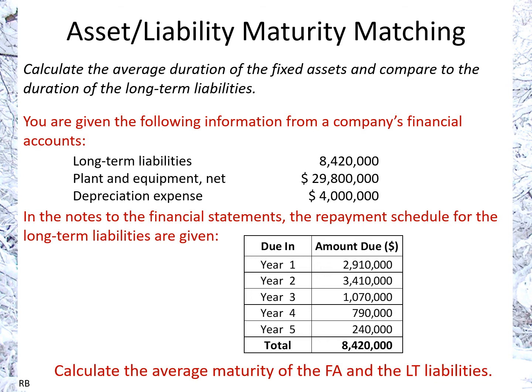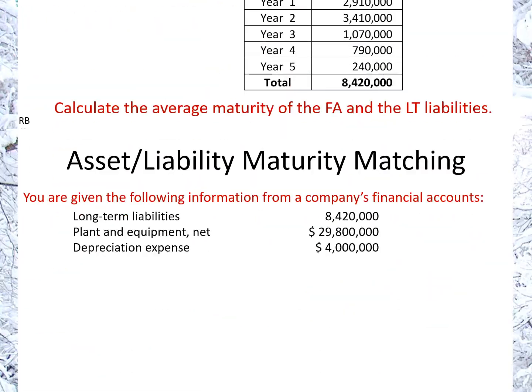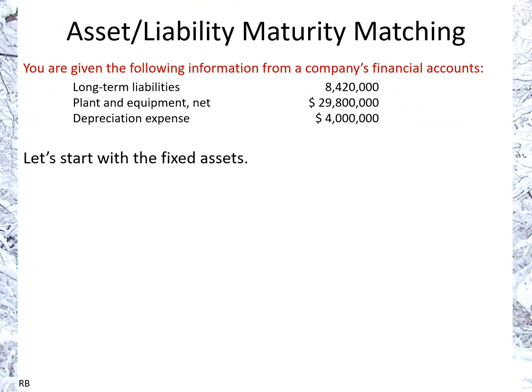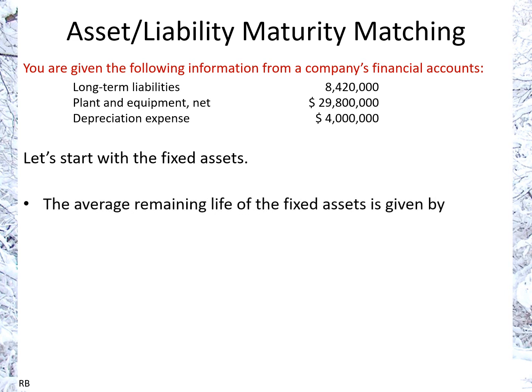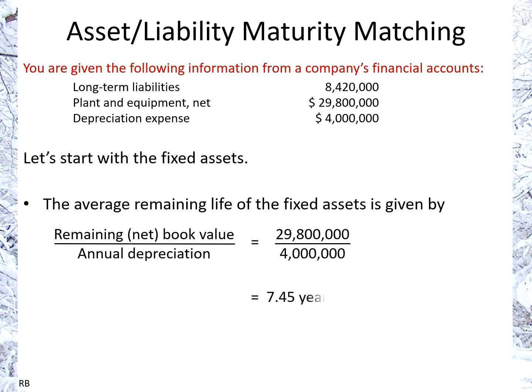So we're here to calculate the average maturity of the fixed assets and the long-term liabilities. So let's start with the fixed assets. The average remaining life of the fixed assets is given by the remaining net book value divided by the annual depreciation. So in this case, that's going to be 29.8 million divided by 4 million, or 7.45 years.